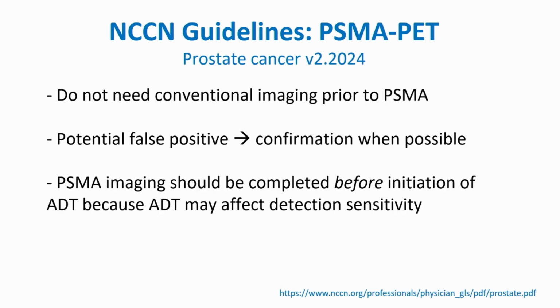And because of the increased sensitivity and specificity of PSMA PET tracers for detecting micrometastatic disease compared to conventional imaging, at both initial staging and biochemical recurrence, the panel does not feel that conventional imaging is a necessary prerequisite for PSMA PET, and it can be equally as effective. So you do not need conventional imaging prior to PSMA.